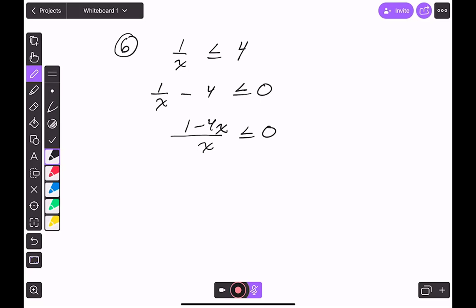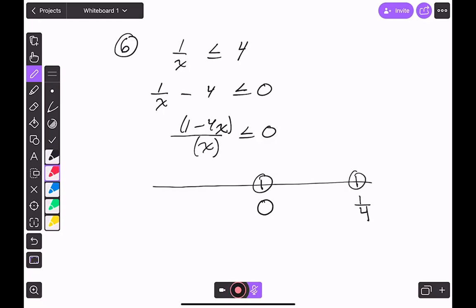Well, I notice over here, I can just put factor symbols on this, and now this thing has become completely factored. Now what do we do? We're going to list on the number line those numbers where the top becomes 0 and the bottom becomes 0. Well, the bottom becomes 0 at 0. The top becomes 0 at the number 1/4.